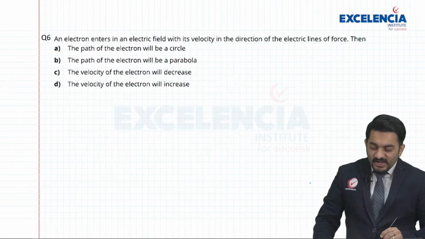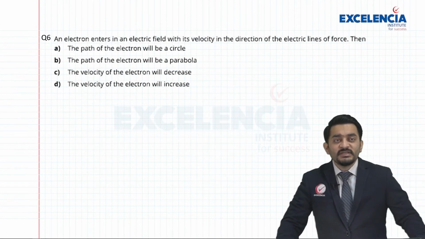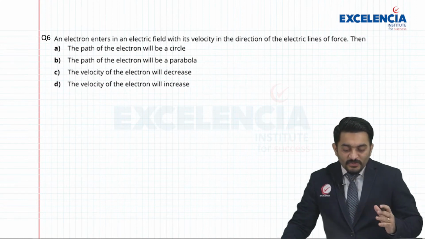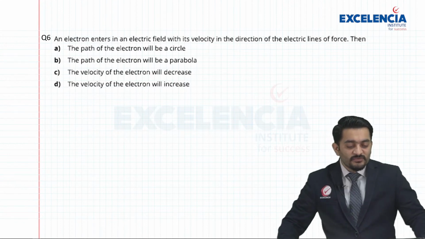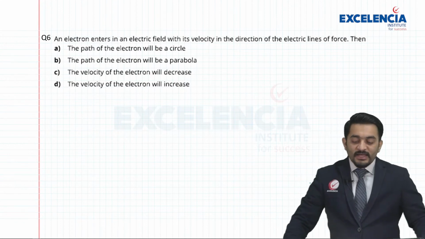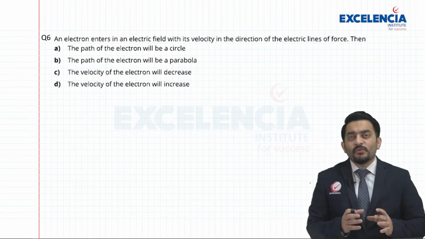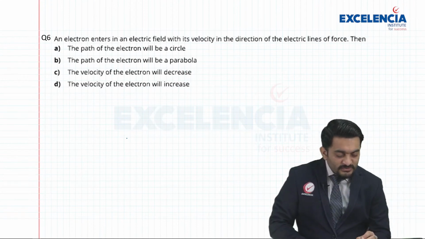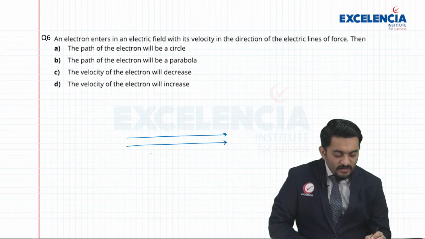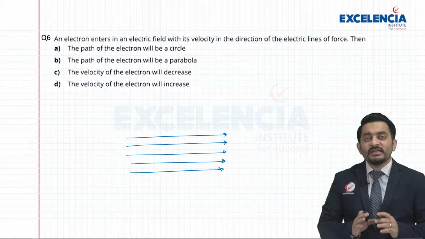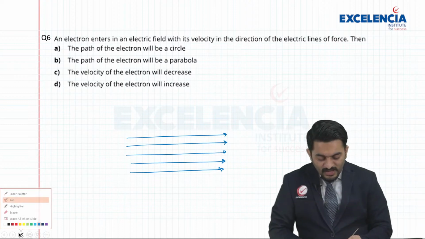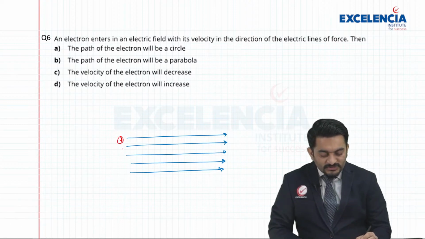Our next question is question number 6, which says: an electron enters an electric field with its velocity in the direction of the electric line of force. There are multiple options given to you, but what you need to do first is simply visualize your electric field. There is no harm in imagining electric field lines, and I told you the moment you see electric field lines, you also have to visualize the charges which are present on either side.